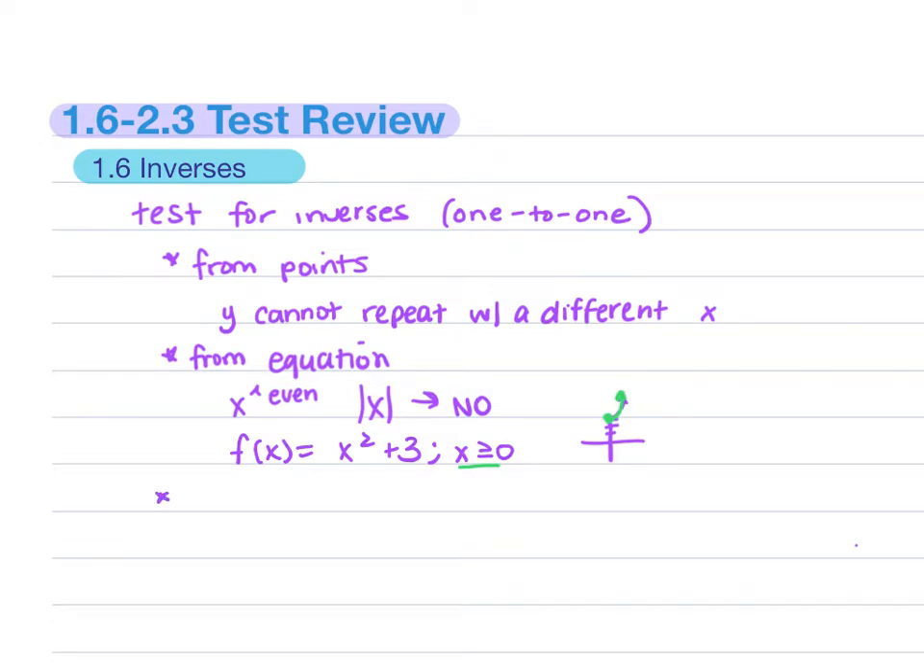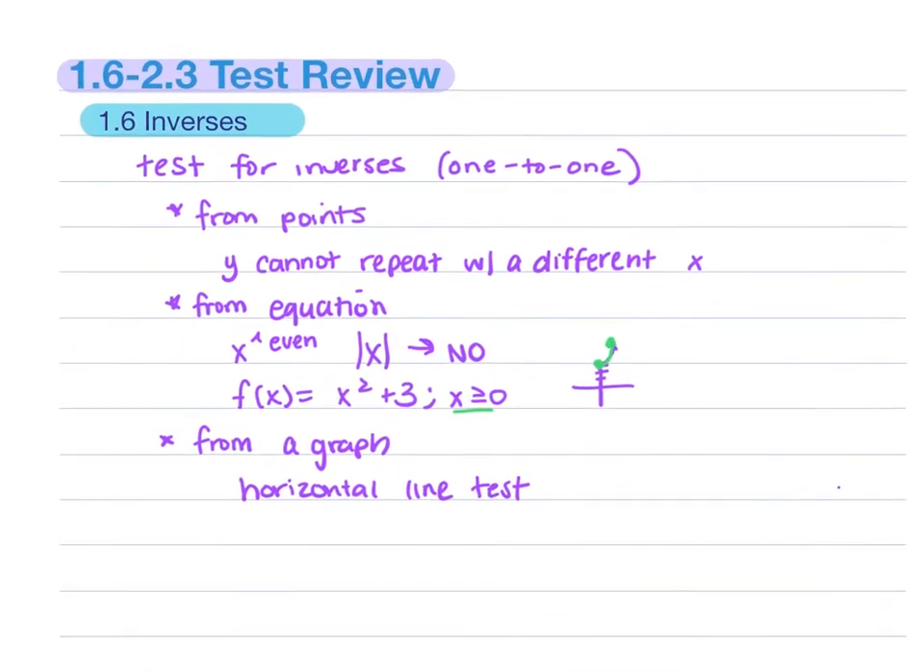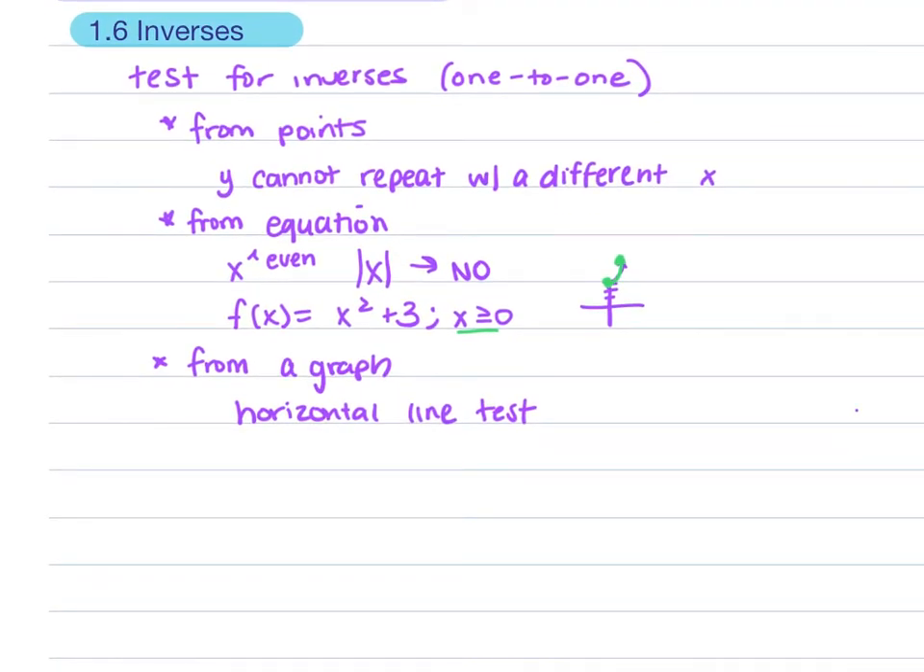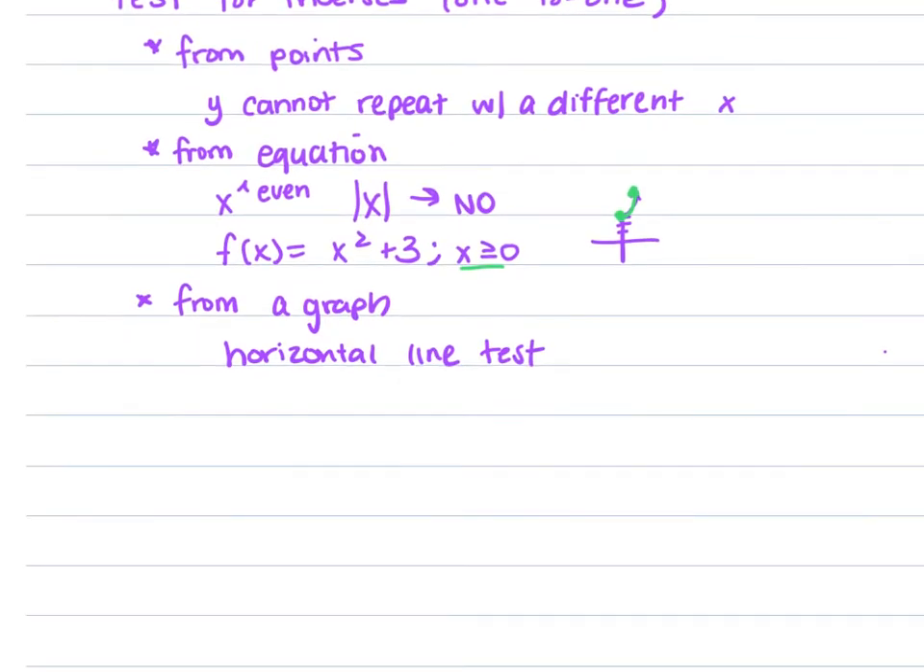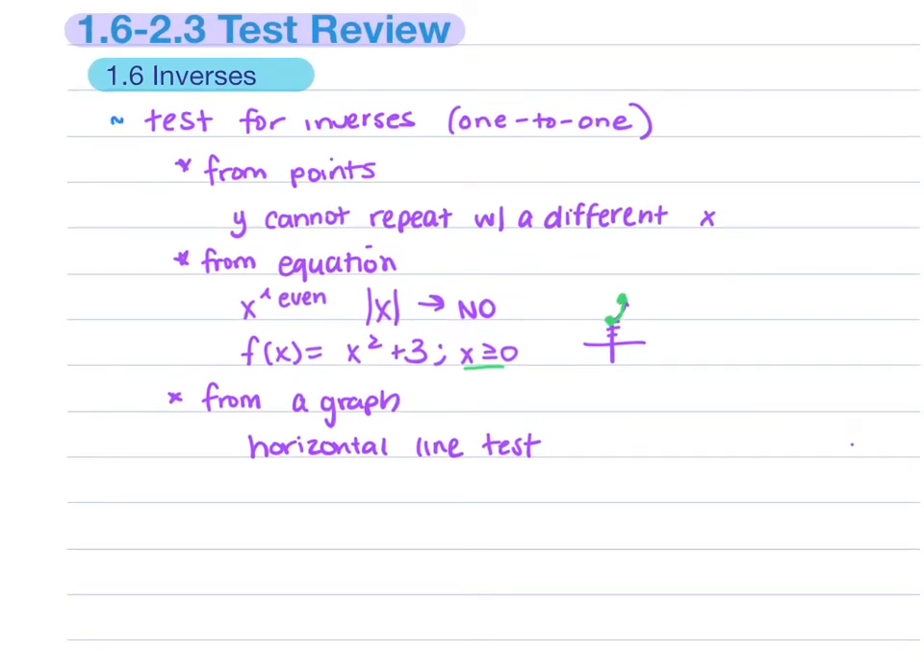which leads to the last test, which is from a graph. Okay, and this is the horizontal line test. So again, if it was just a regular parabola, it would fail, but if it was restricted like the one before it, it would pass. Then we had finding the actual inverse.